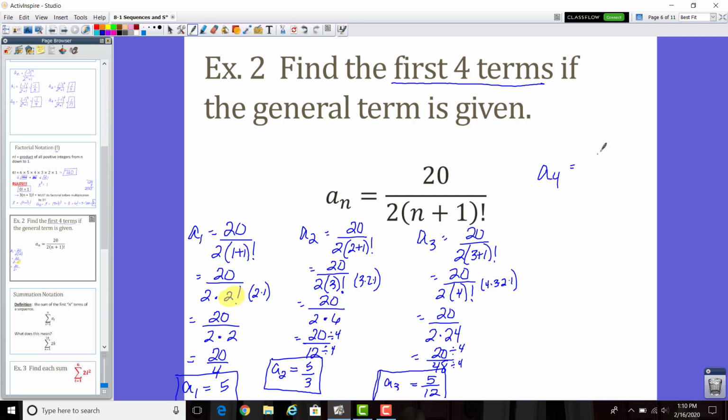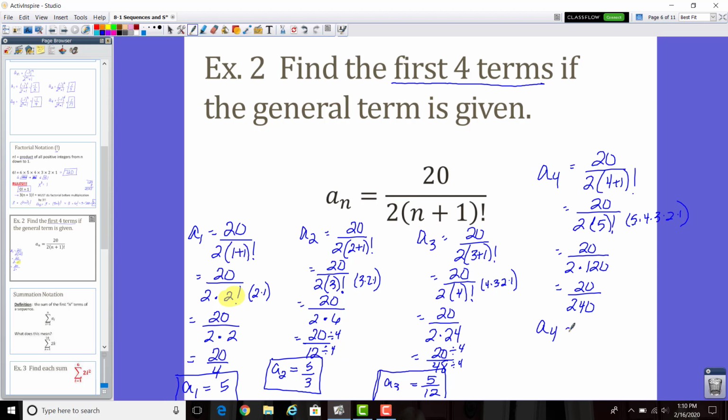Last term here, 20 divided by 2 times 4 plus 1 factorial. So 20 is going to divide by the product of 2 times 5 factorial. 5 factorial means 5 times 4 times 3 times 2 times 1. That value is 120. So my denominator, when I multiply 2 times 120, is 240. And that can reduce by dividing by 20. And we're going to get 1/12.